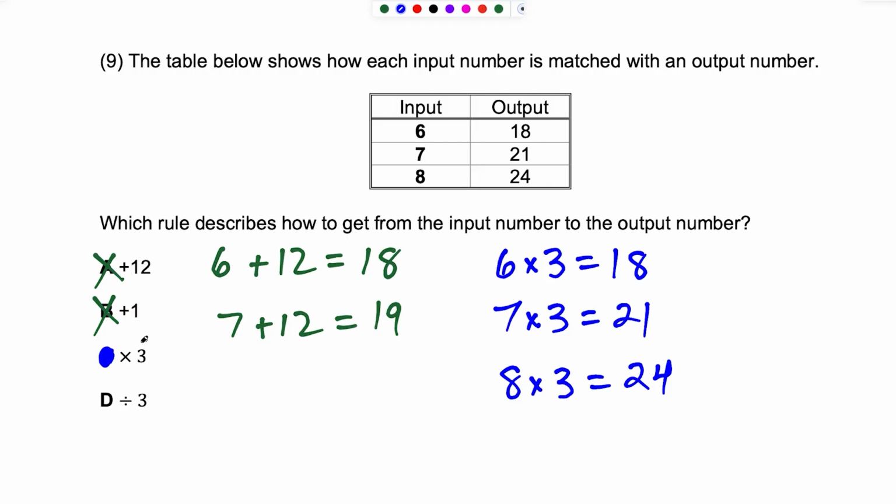Choice D is no good. Choice D would be good if we want to go from the output back to the input, but we're going from the input to the output. Okay, so for this one, we're not going to go with choice D. Choice C is our answer.